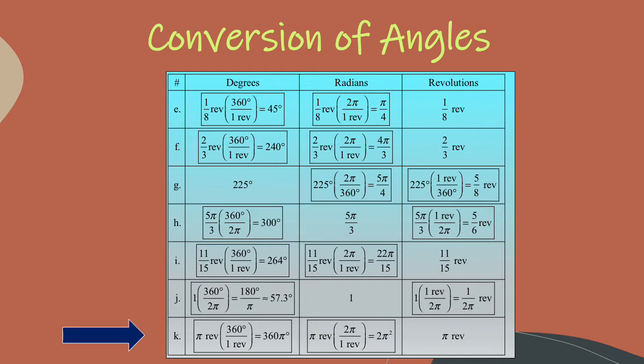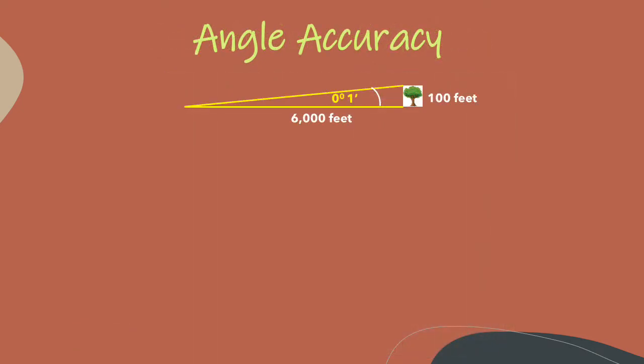Pi revolutions can be thought of in degrees as multiplying pi revolutions times 360 degrees over 1 revolution, and we get 360 pi degrees. To change to radians, we multiply our pi revolutions times 2 pi over 1 revolution, and we get 2 pi squared radians.